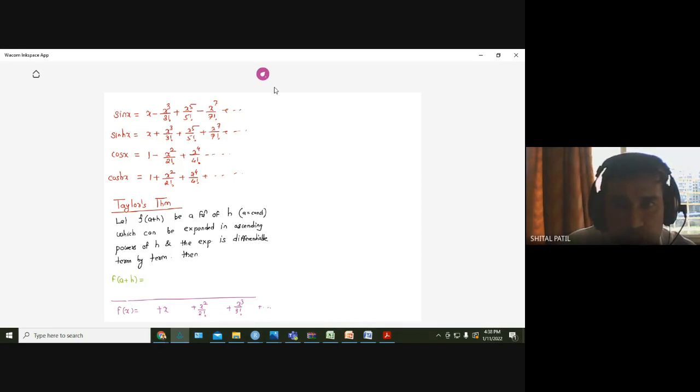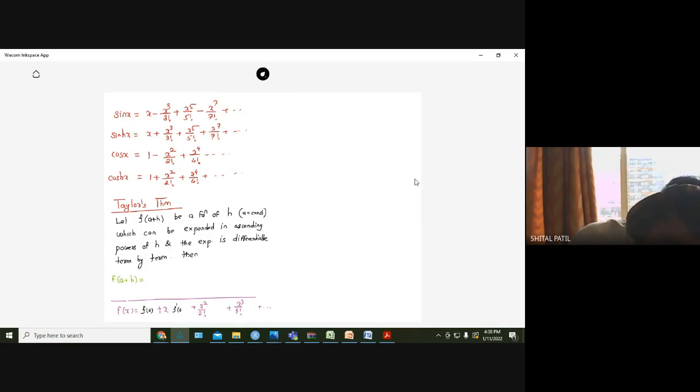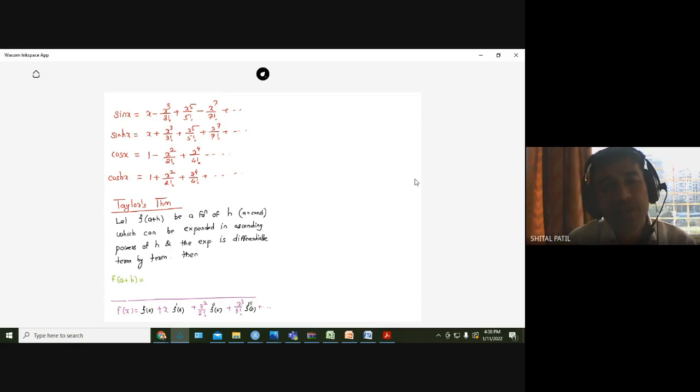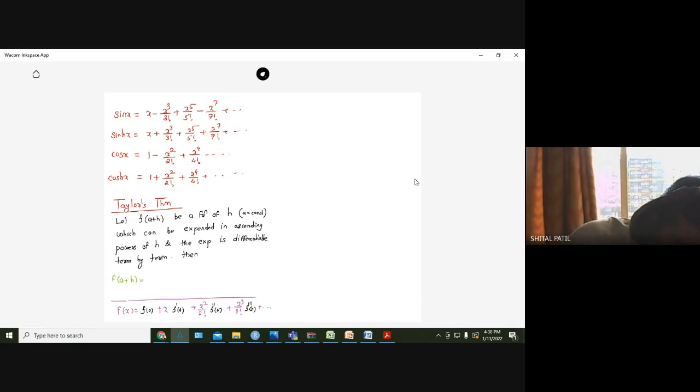And what were the constants? They were like this. We have written f of 0 here. Here we have written f dash of 0. Here we have written f double dash of 0, f triple dash of 0, and so on. Hope everyone remembers this. Same thing I am doing here, but here we want expansion in powers of h. So it is like this: h raised to 0, then h, then h square divided by 2 factorial, next is h cube divided by 3 factorial, and so on.